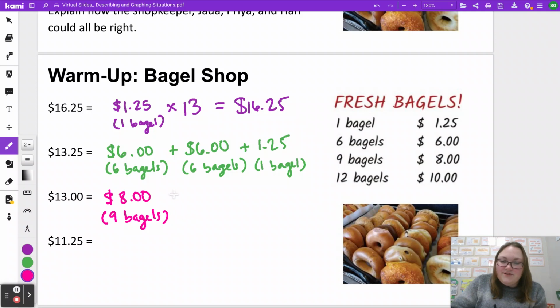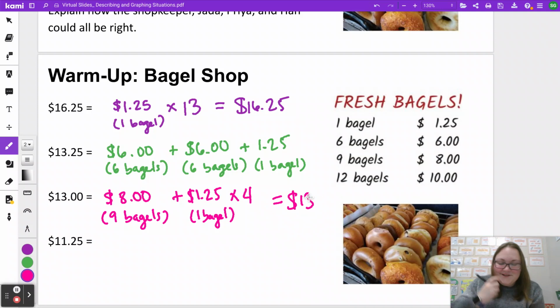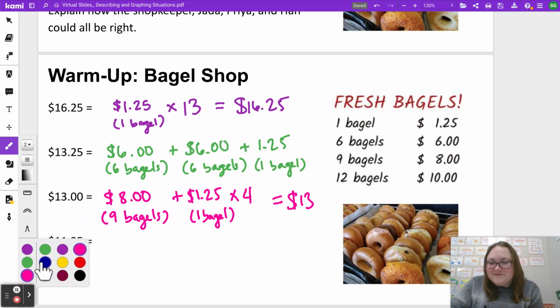But you could do the cost of one bagel. That's our one bagel. And we said you need 4 more. So we want 4 of those. And if you do that, $1.25 times 4, that equals $5. And $5 plus $8 gets you to 13. So that third person is using the bags of 9 bagels to help them get 13 bagels.